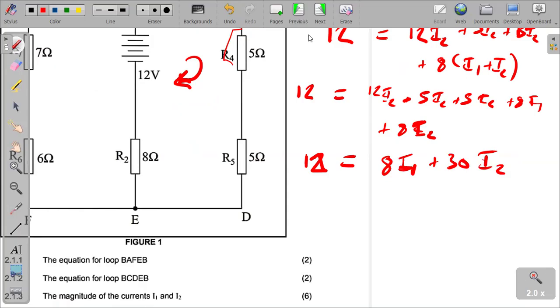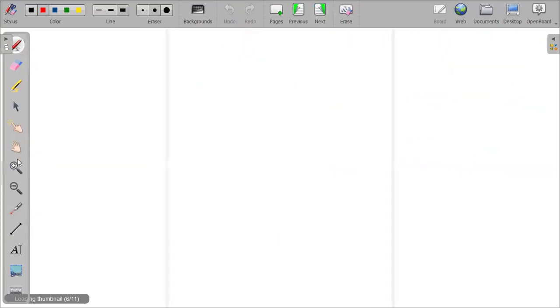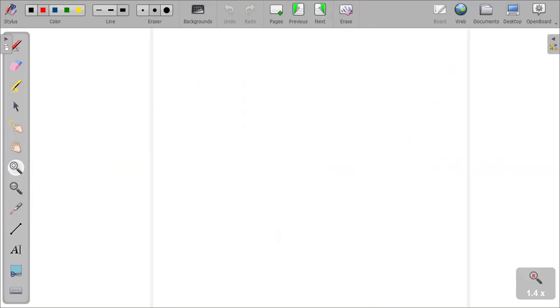Take our two equations that we have formed and we now solve them, the two of them, right? So let's solve the two equations simultaneously, right? Where is that taking us to? First equation, upon arrangement, it's going to be 27 I1 plus 8 I2 is equal to 12. That's our first equation there.